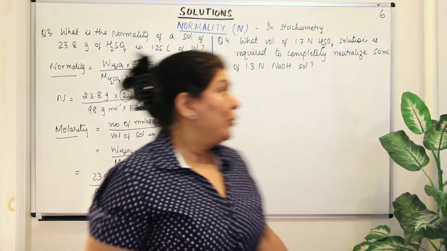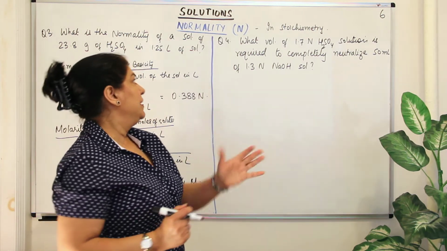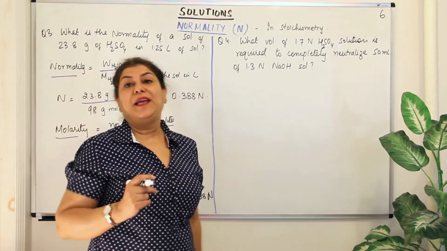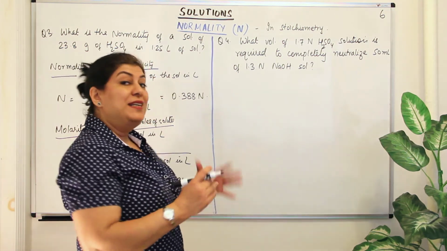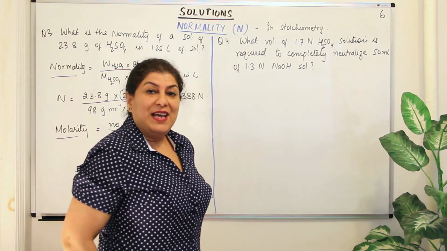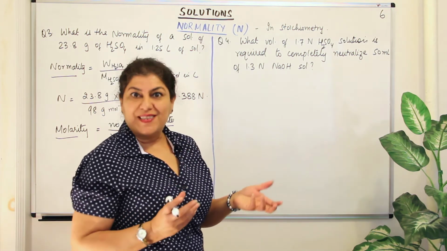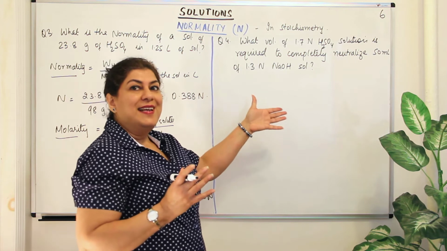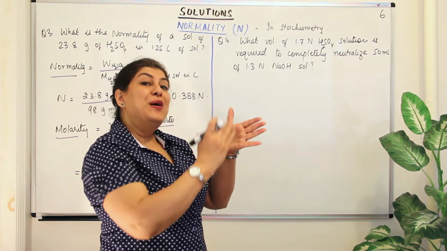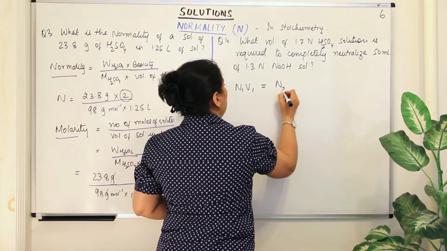Now, the question is: what volume of 1.7 normal H2SO4 solution is required to completely neutralize 50 ml of 1.3 normal NaOH? You remember when we did dilutions? We said M1V1 is equal to M2V2. When the volume changes, the molarity changes in such a way that the product remains the same. Now, in this case, if you multiply the normality and the volume of both the solutions, N1V1 is equal to N2V2.